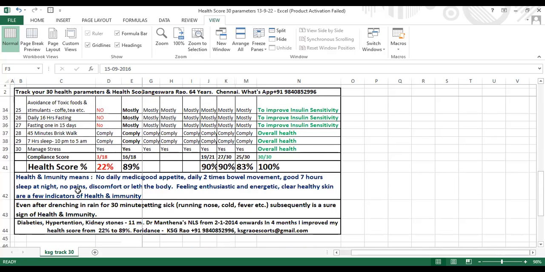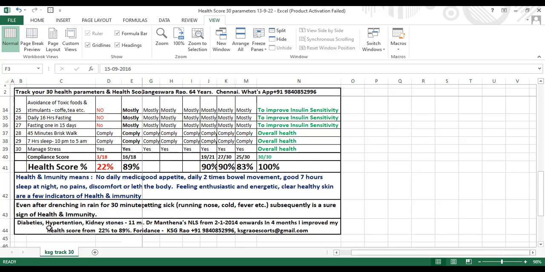Friends, what is health? Health and immunity means what? No daily medication. You should have a good appetite, two bowel movements daily, good 7 hours of sleep at night, no pain, no discomfort, no lethargy in the body. You must feel enthusiastic in the morning to go to the office, do whatever work you want to do, and you should be energetic. Clear, healthy skin. There are a few indicators of health and immunity. Friends, a simple method: even if you get drenched in the rain for half an hour, 1 hour, you do not fall sick that same evening or the next day with cold, cough, and all that. That tells you that you have high immunity. Even if you become sick, you can recover very fast, friends.